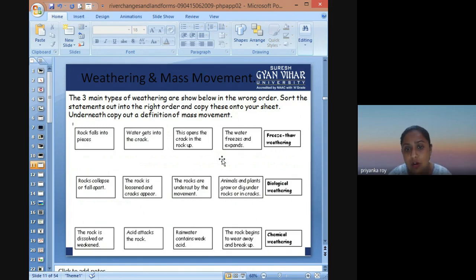Then there is chemical weathering, where rock begins to wear away and break up when water acts on the weak joints. Water with high acidic values will further dissolve the weaker or easily soluble materials in the rock, leaving the harder sections loose, and then with the flow of the water it is washed away.